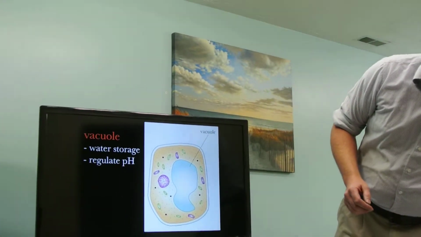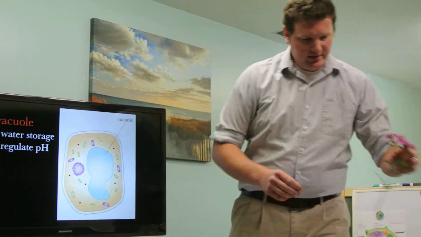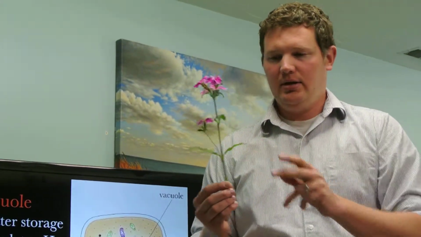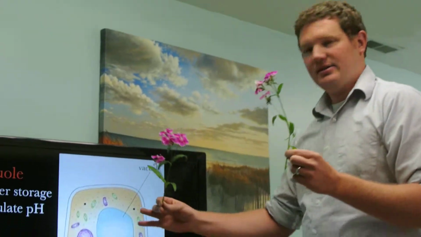And what happens, I have some examples here. Here's a flower that's full of water. It's nice and strong. The leaves are not falling. And here is one that's been out of the water. Now why is that? How does that deal with our cells that we're learning about today?